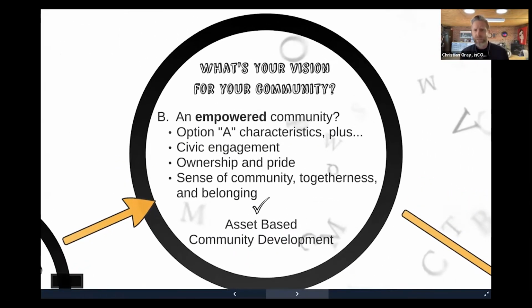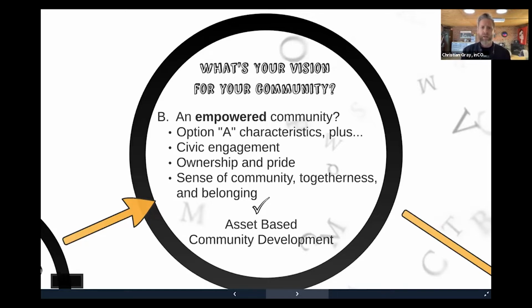However, if we're looking for something a little bit beyond that, and I think it's hard to give this a one-word definition, you might call it an empowered community and a vibrant community. It has a lot of the characteristics of a rehabilitated community, but there's a sense of community action and engagement and ownership and pride because the neighbors themselves are part of the process.